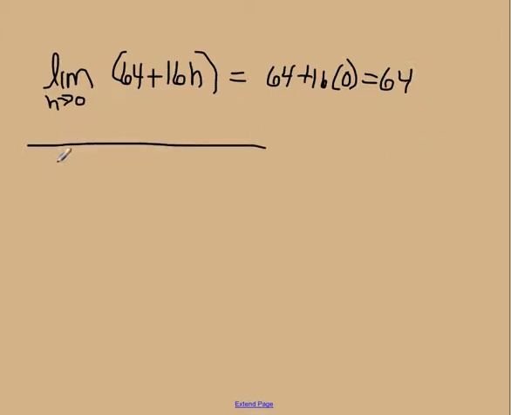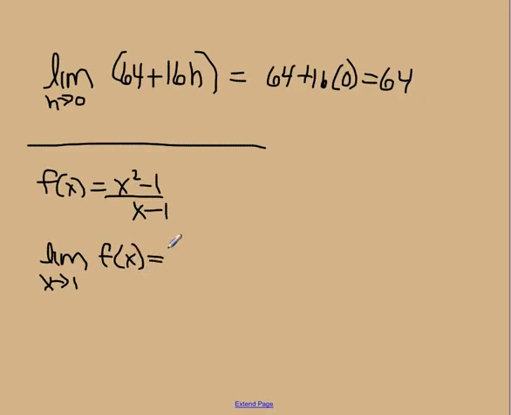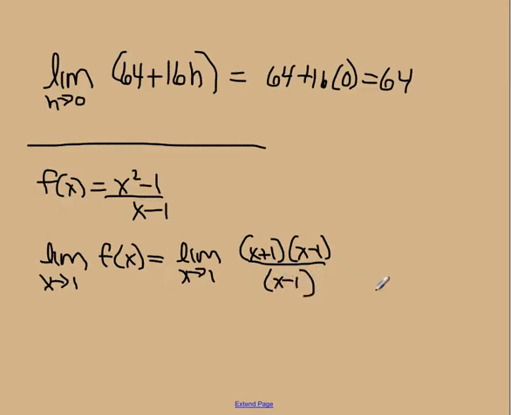Now we might look at a problem like this where we have f of x equals x squared minus 1 over x minus 1, and I'm asked, what is the limit as x approaches 1 of f of x? Well, that is the limit as x approaches 1 of x plus 1 times x minus 1 over x minus 1. The x minus 1's cancel, and I'm left with the limit as x approaches 1 of x plus 1. So 1 plus 1 results in 2. That's just some simple substitution, pretty straightforward types of problems.